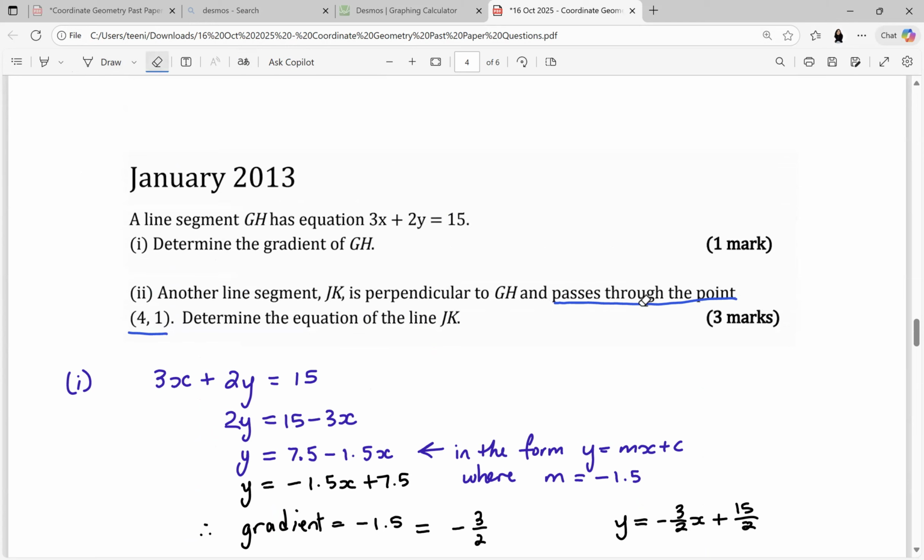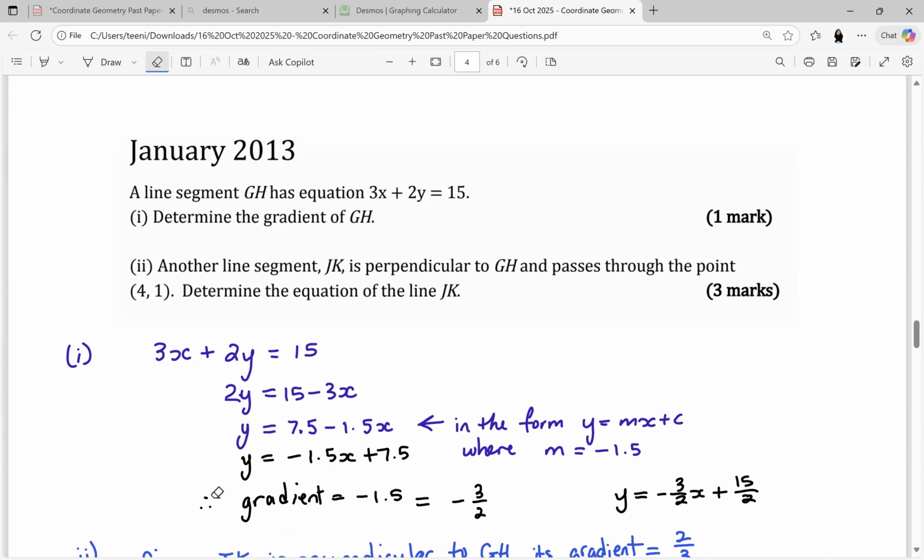What you need to know for this question, the things that you needed to know, one is that you can determine the gradient of a line from simply looking at its equation, once it is in the form y is equal to mx plus c. That means that if it is not given in the form y is equal to mx plus c, you'd have to rearrange the equation to make y the subject. So you move all the terms to the other side, and then you divide by the coefficient of y throughout. That's how you would get the equation in the form y is equal to mx plus c.